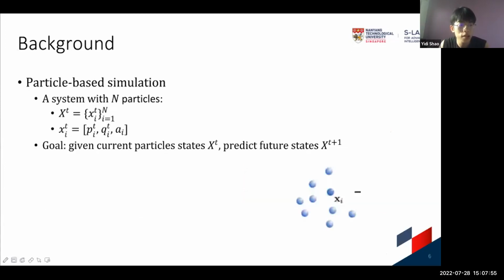So now, since in this talk we mainly focus on the particle-based systems, here I introduce some notions in this field. So for a particle-based system, here are the particles. The data for particle-based simulations are the states of particles. For example, here, P is the position, and Q represents the velocity, and A is the particle's attribute, such as whether it's rigid or fluid. So the goal is to predict future states of particles given current observations.